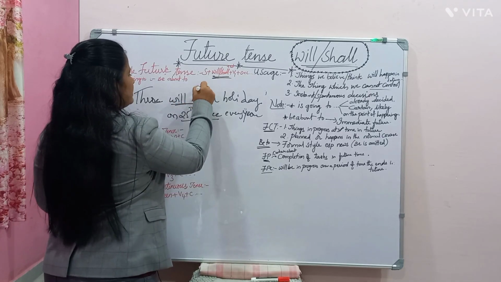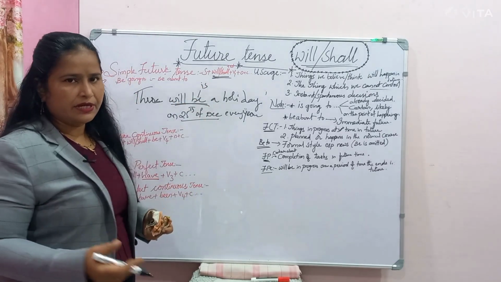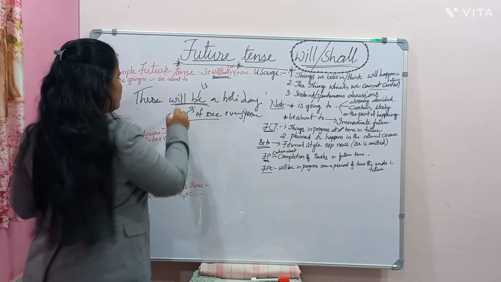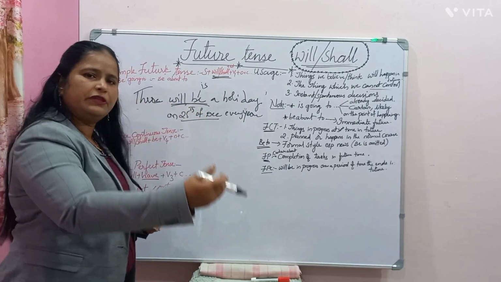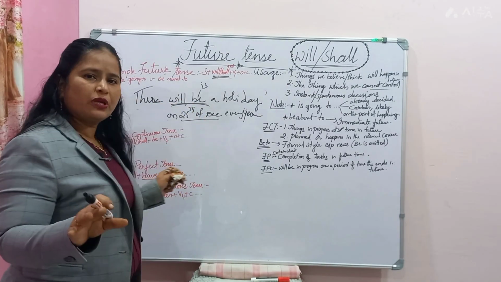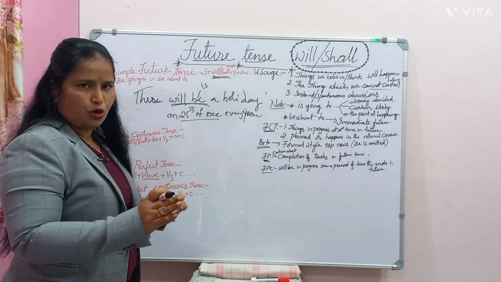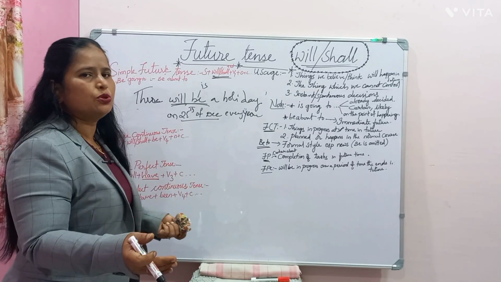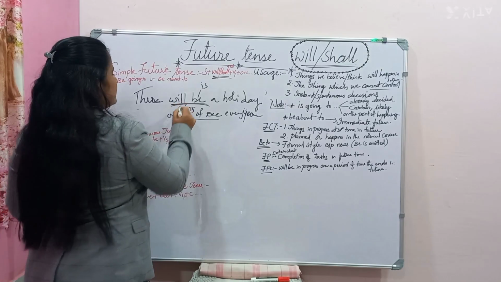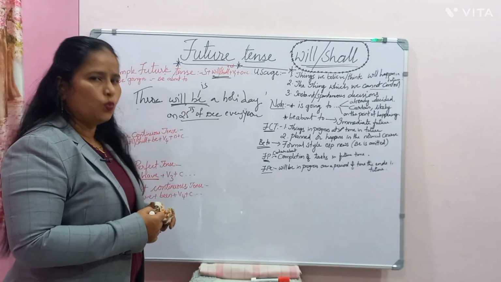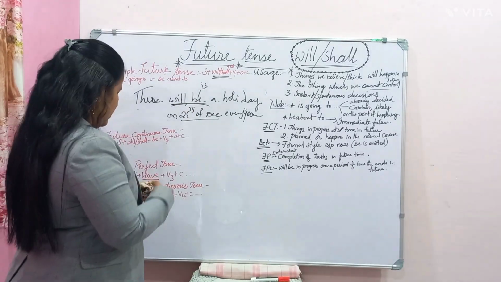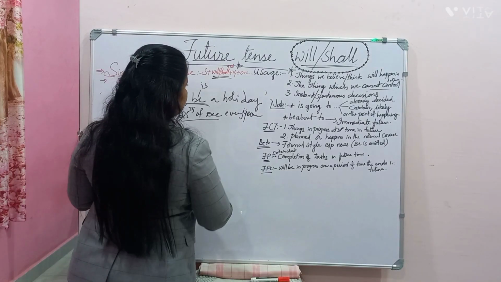So this indicates the future. There will be a holiday. This will is certain with the help of future, which nobody can stop. Nobody can control this. This is going to happen. So for certain sentences also, we do take this will. We express it with the help of will. The other sentence, let us see now.